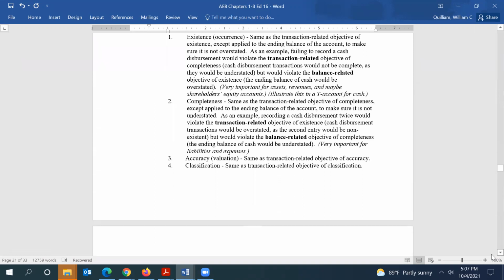Well, the first one, not surprisingly, is existence or occurrence. Same as the transaction-related objective of existence, except applied to the ending balance of the account to make sure it's not overstated.